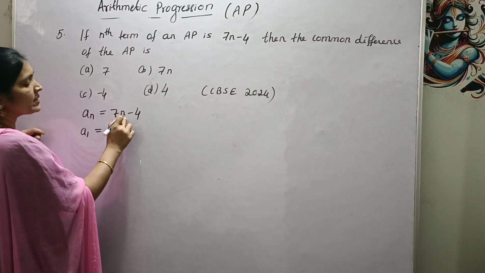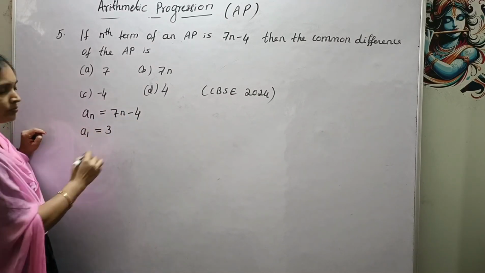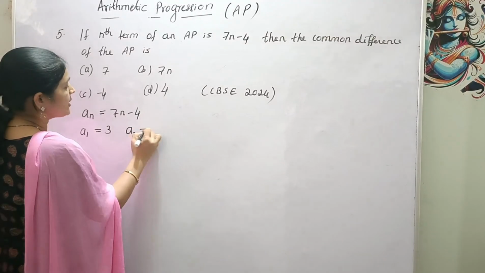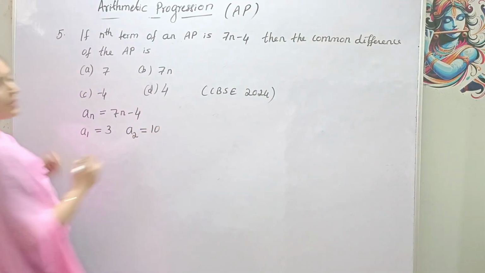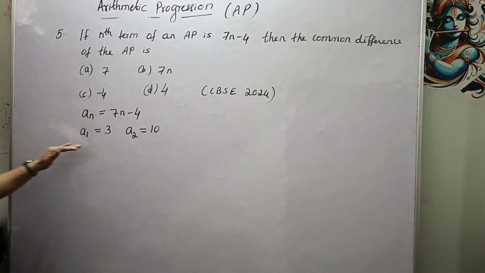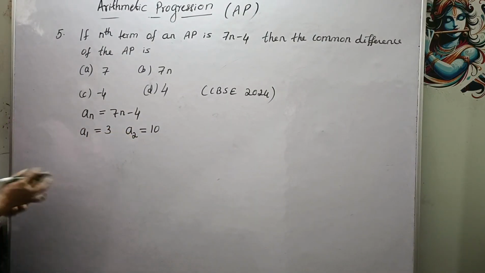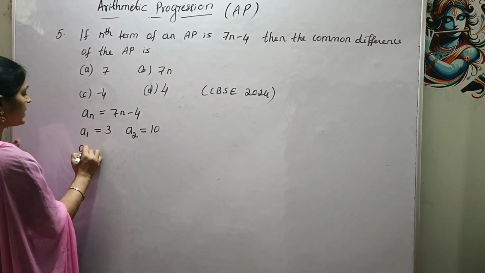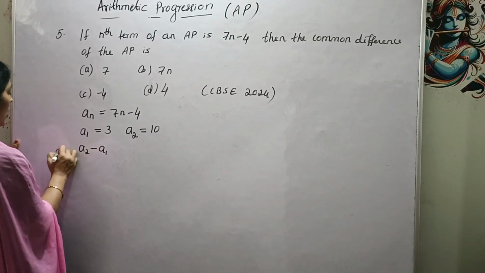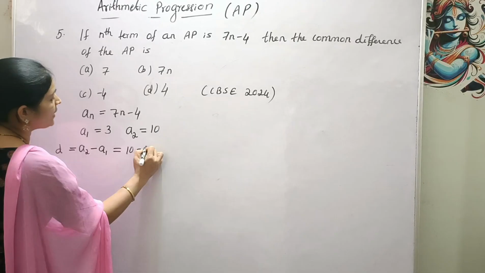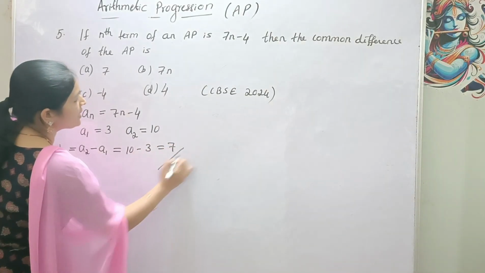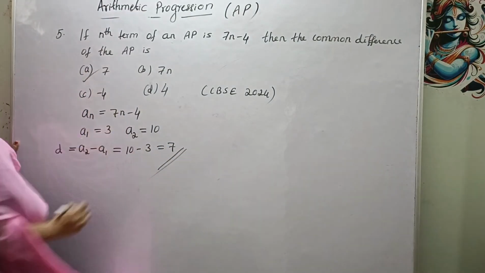Let's find the first term a1 by substituting n is equal to 1. So 7 into 1, 7, 7 minus 4, 3. Next a2 is equal to 7 into 2, 14, 14 minus 4, 10. So we have got the first two terms. Then the common difference d is equal to a2 minus a1, that is 10 minus 3, that is equal to 7. So 7 is the correct answer.